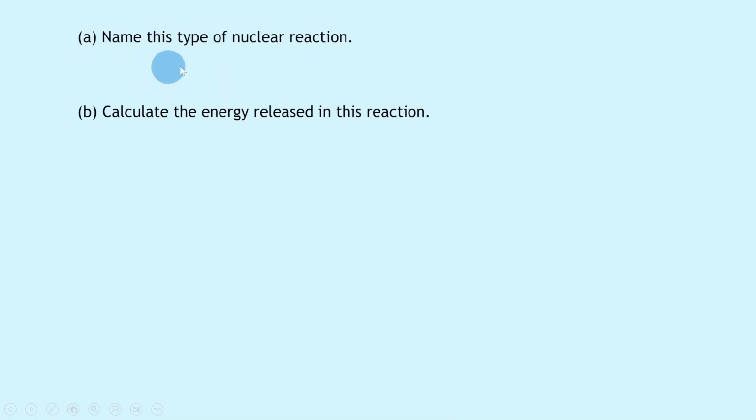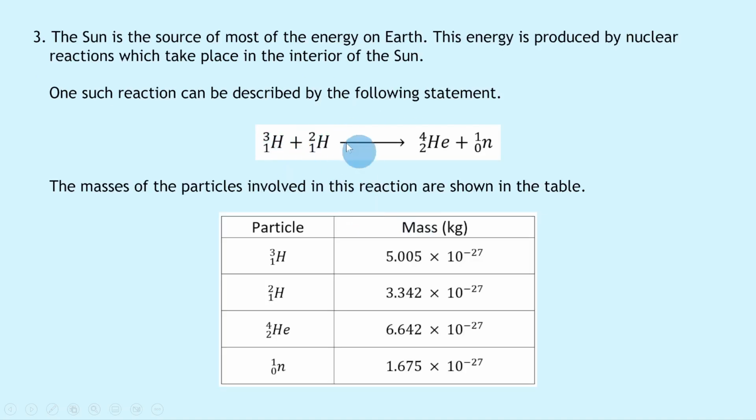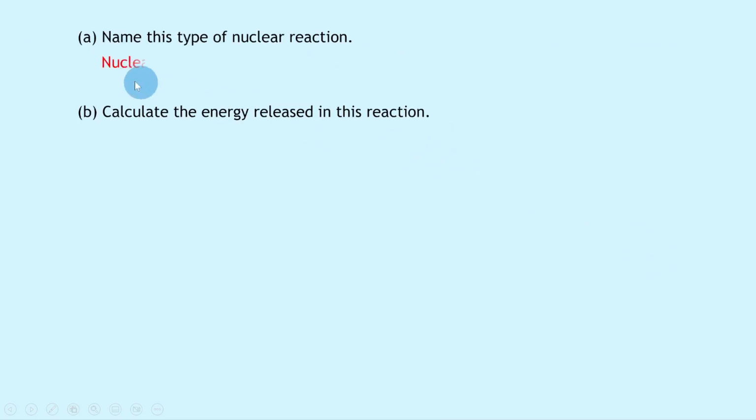Part A says name this type of nuclear reaction. Well, if we look back at the reaction, notice how we've got hydrogen plus hydrogen fusing to form helium. So this means we've got a nuclear fusion reaction taking place. And part B says calculate the energy released in this reaction.